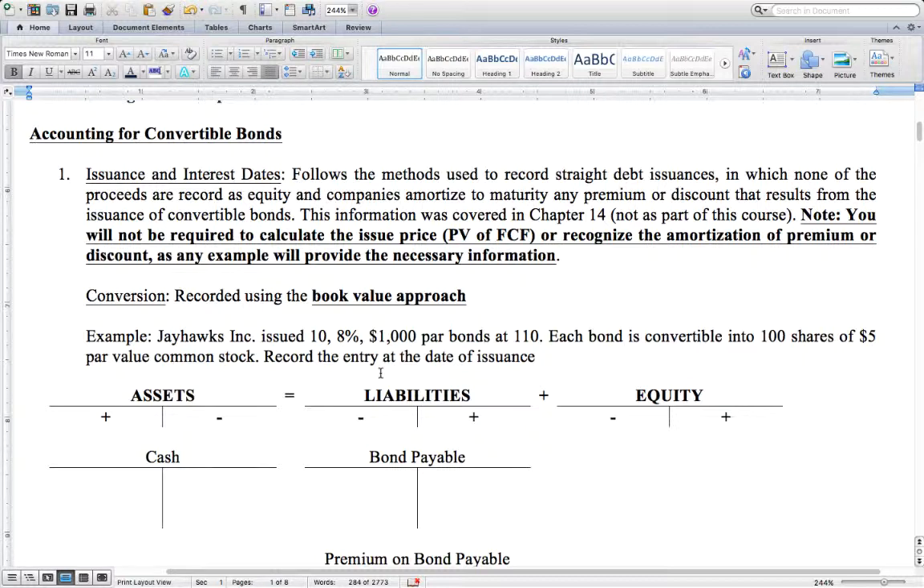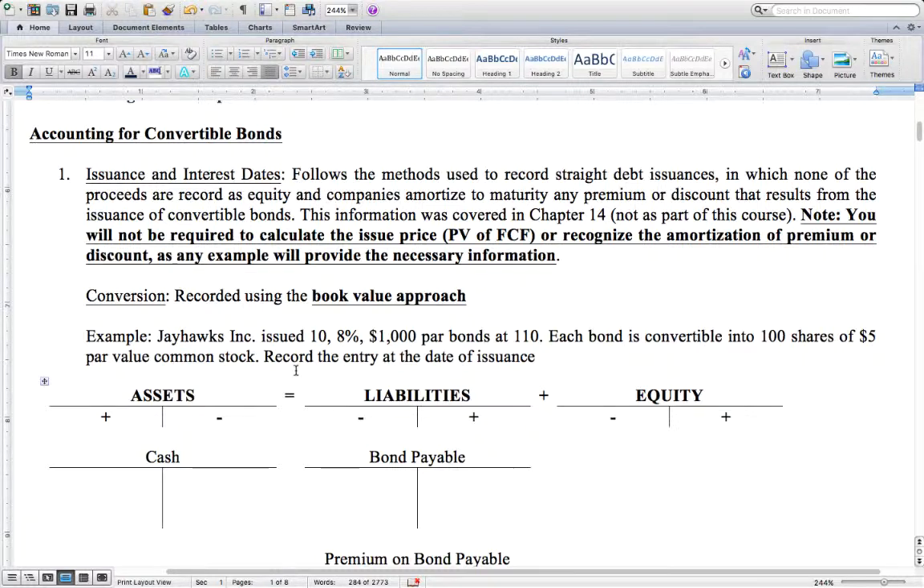This information was covered in a previous chapter that's not part of this course, and I'm not exactly sure if you've covered this material in detail. So you will not be required to calculate any of the present value of the future cash flows or recognize any amortization or premium, as any example that I provide will give all the necessary information you need to complete the question.